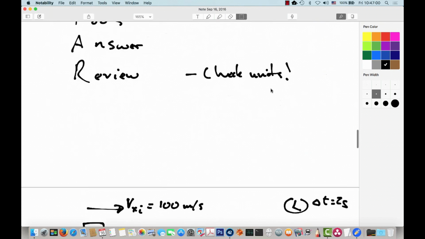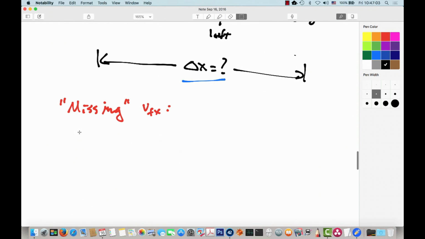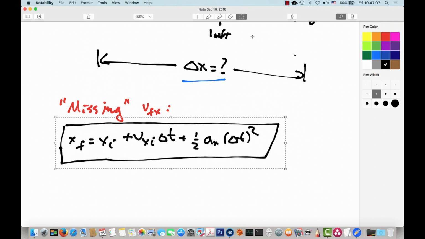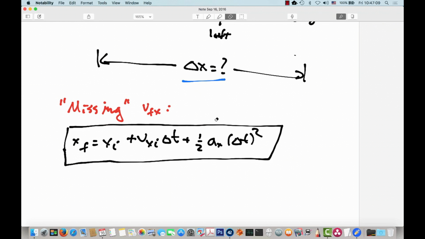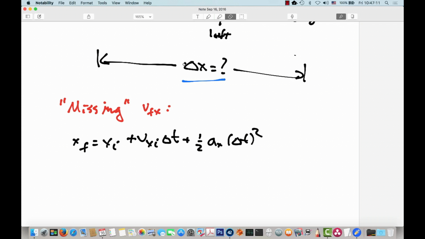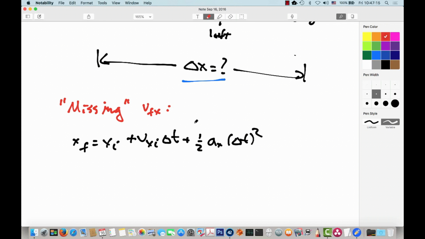Copy. Paste. And we'll get rid of the box. There we go. So this is my starting point here. All right. Now, they were a little annoying to me. They asked for the displacement, not the final position. So what I'll have to do is I'll have to subtract the initial position from both sides.